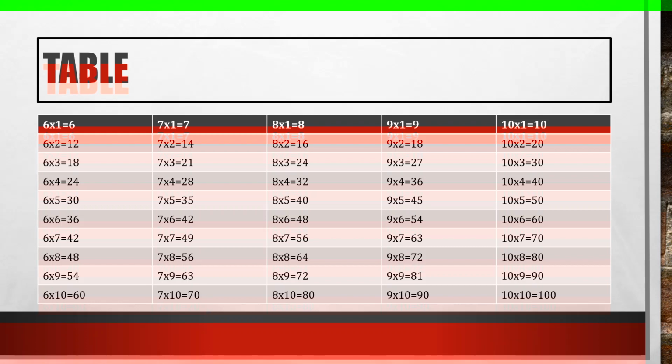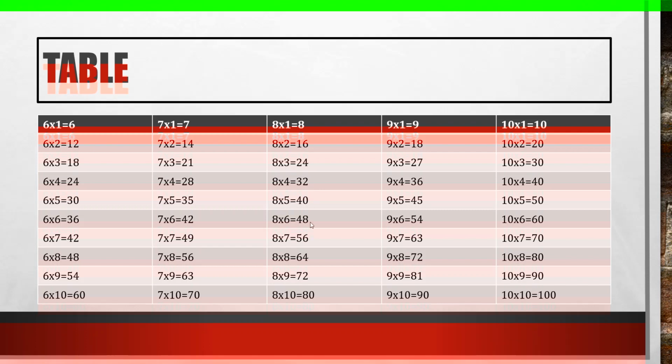This is the easiest trick. You have to read the table. Then the table of 8: 8 times 1 is equal to 8. 8 times 2 is equal to 16. 8 times 3 is equal to 24. 8 times 4 is equal to 32. 8 times 5 is equal to 40.